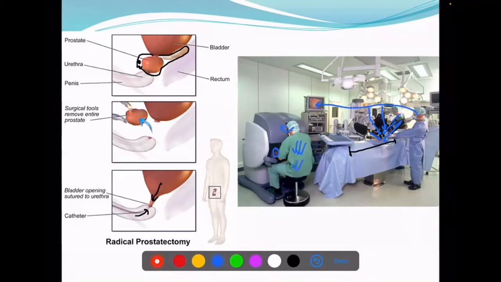So this is very precise surgery, because the robotic arms can be rotated 360 degrees. They can be moved very finely, such that the chance of damage to the neurovascular bundle, the rectum, and the sphincters is very low due to the very fine movement of the robotic arms.